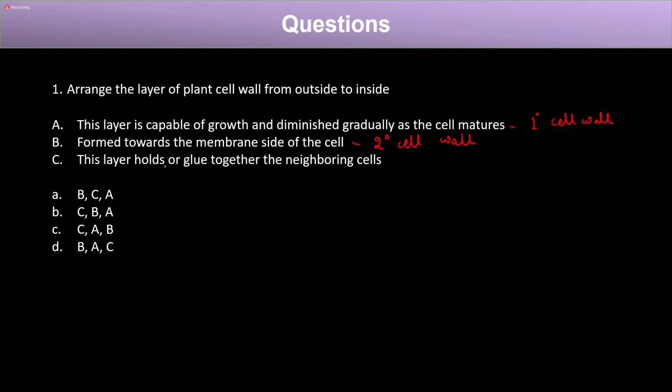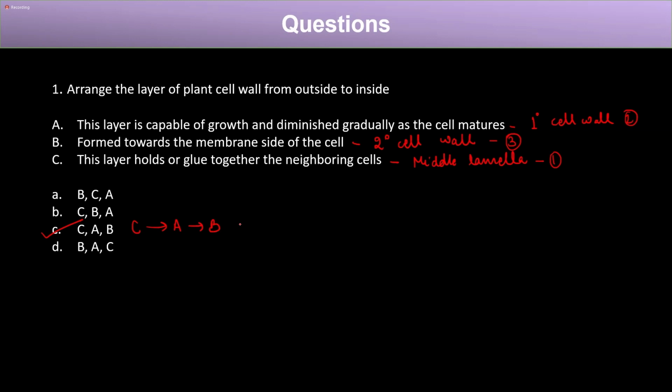Now the third: this layer holds or glues together two neighboring cells. This is the middle lamella, a cementing layer. If you arrange these from outside to inside, the outermost will be the middle lamella, so this will be first. Next to the middle lamella will be the primary cell wall, and the innermost will be the secondary cell wall. So what will be the correct answer? First C, then A, then B. So the correct answer is C to A to B.